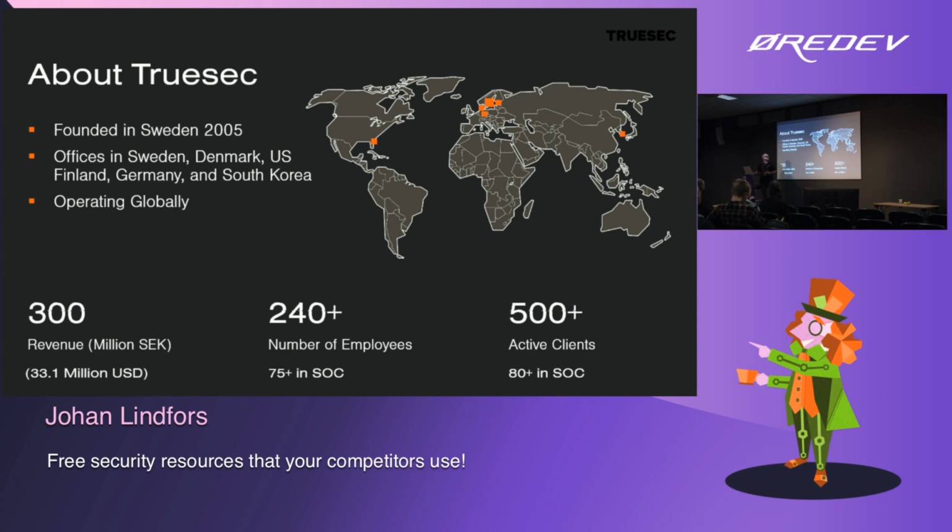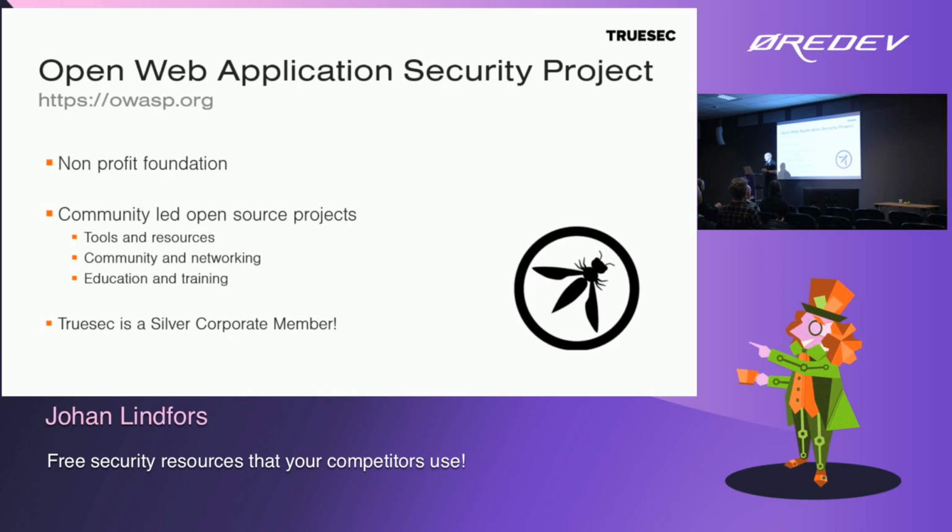And another project that is interested in that is OWASP. OWASP stands for the Open Web Application Security Project. This is a non-profit organization, a foundation that has a lot of different projects and resources available for us as developers who want to become better at writing secure code.